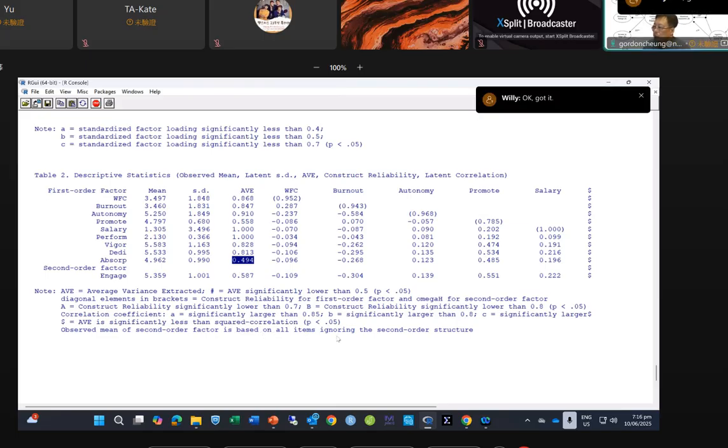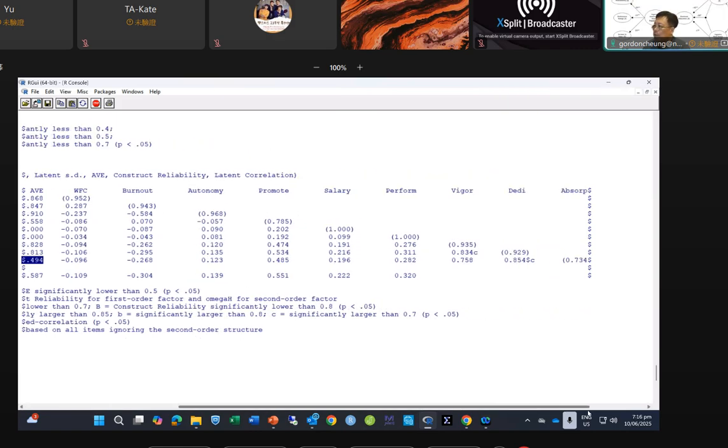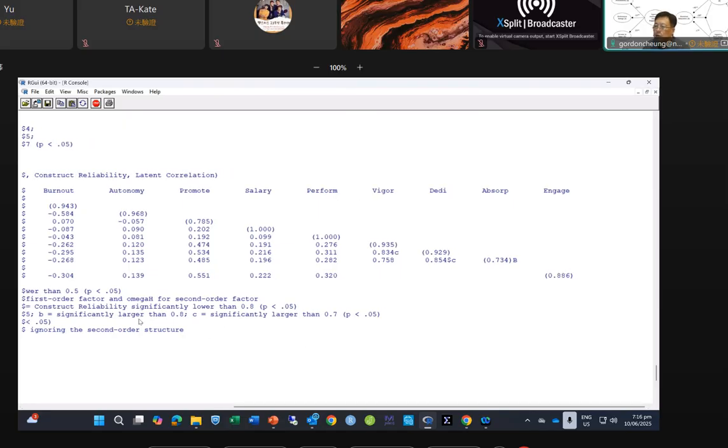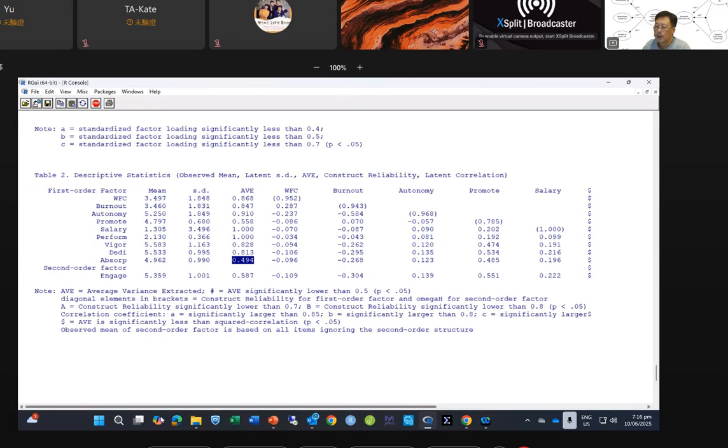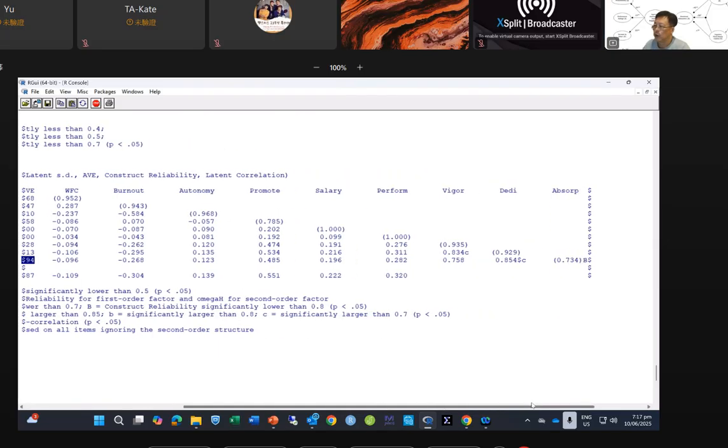Good. Okay. So where we are at the discriminant validity, we have problems here. For discriminant validity, here you can see that we have subscript C and also a dollar sign. A dollar sign means that the AVE is significantly less than this square correlation. And the C means that the correlation is significantly larger than 0.7.